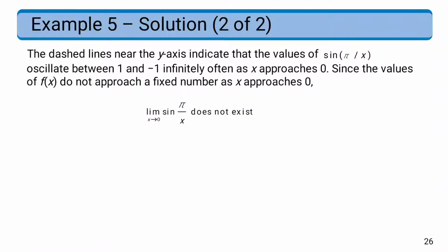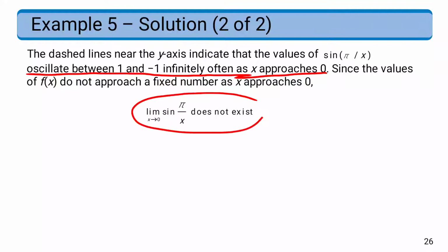So we are saying the behavior of the function as x approaches 0 is oscillating infinitely many times between -1 and 1. Therefore, we conclude that the limit does not exist. This is another case where we can say the limit does not exist. Bear that in mind as we go along.